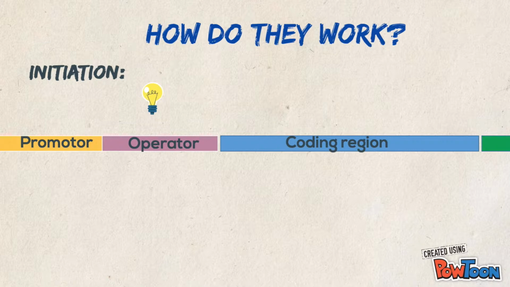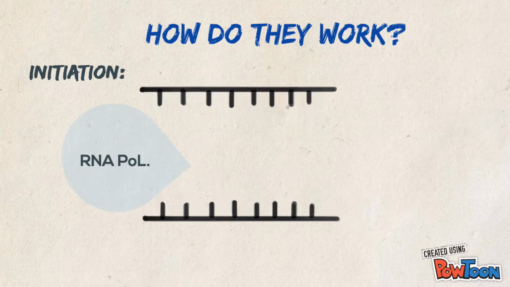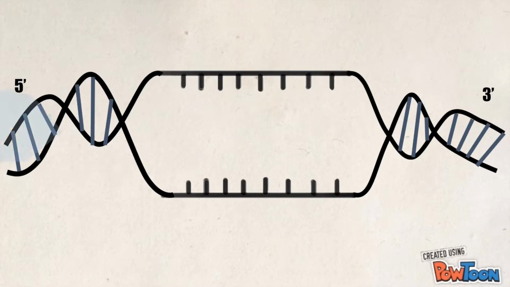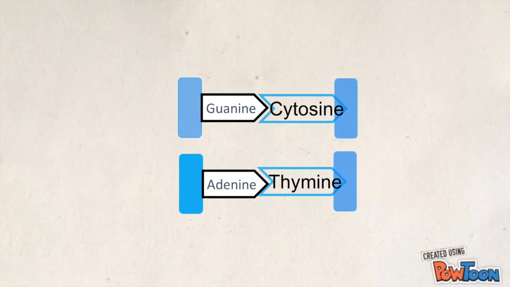Initiation section. Once the switch of the operator is opened, RNA polymerase will bind to the promoter, causing DNA to unwind and separate into two strands. Then enters the elongation section, in which the RNA polymerase starts to transcribe the coding region within the operon by complementary pairing ribonucleotides, so-called NTPs, to their opposite partner on DNA and forms a new RNA strand in a 5' to 3' direction, in which A is paired to T and C is paired to G.